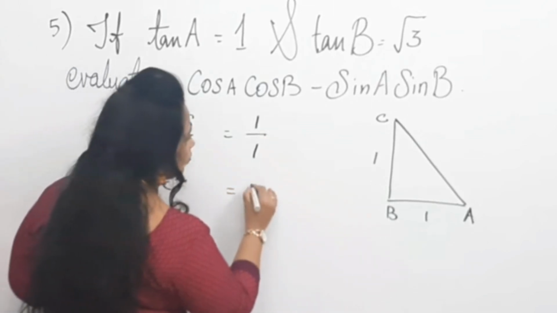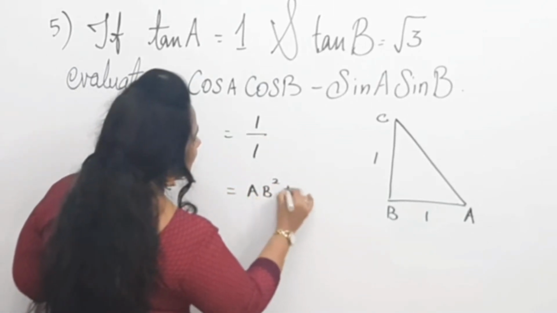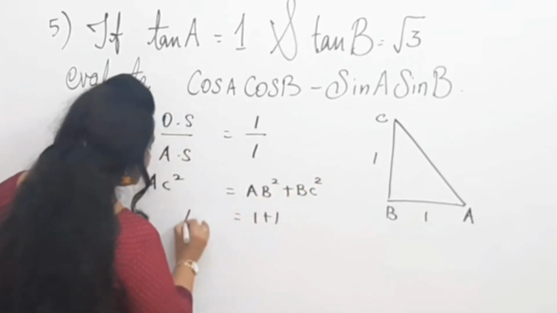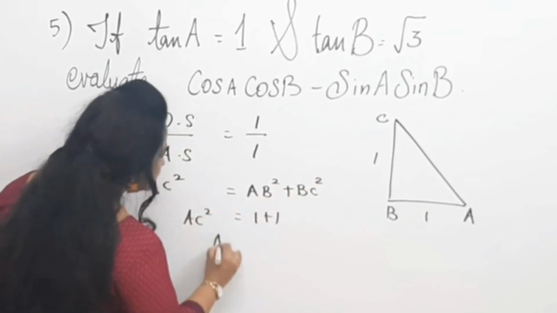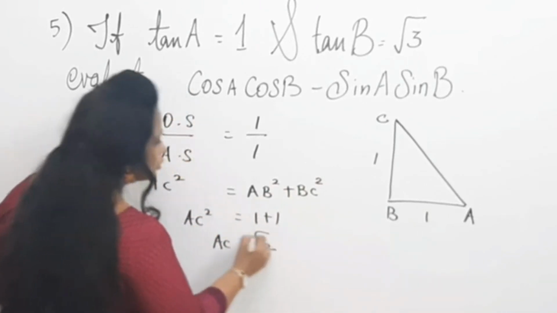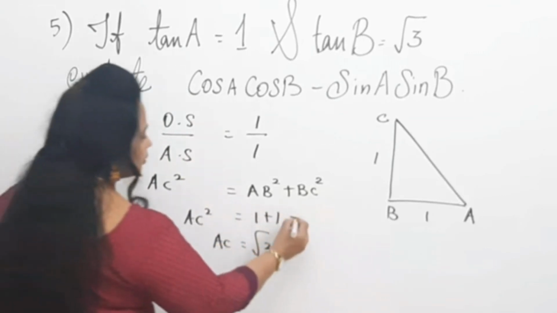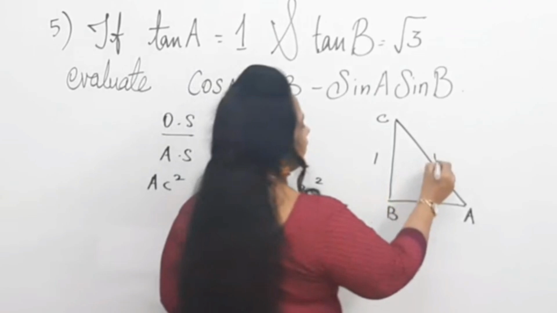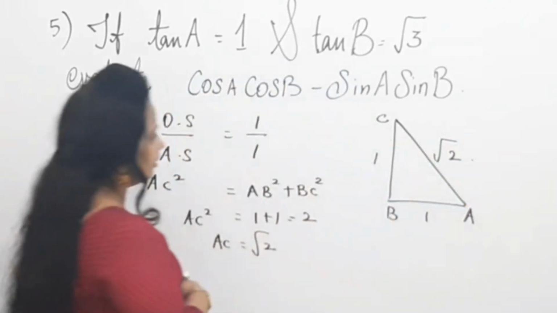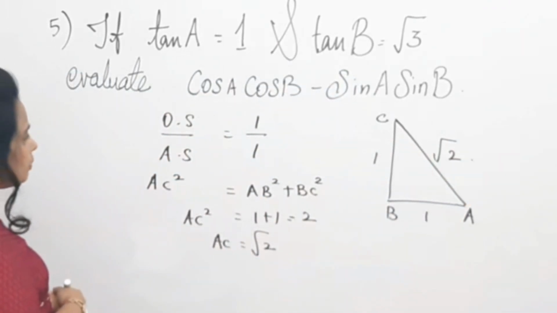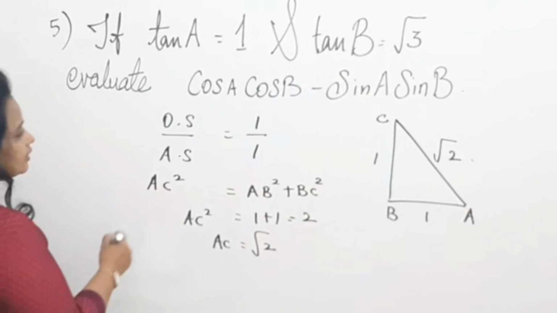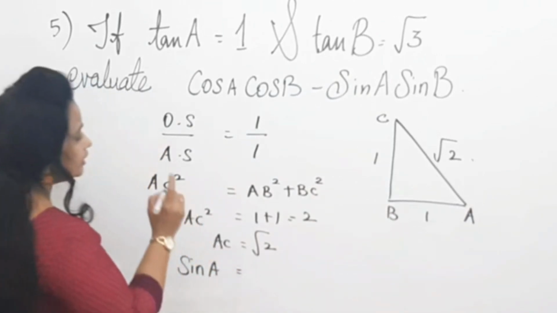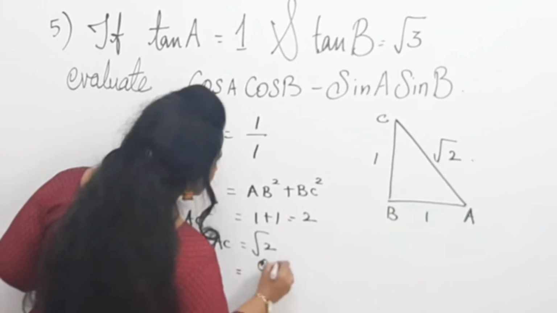AC square is equal to AB square plus BC square, which is equal to 1 plus 1, that is AC square. So AC is equal to square root 2. When you take the square root of 2, you get root 2. So I get my root 2 here. Now, what is my sine A here? Sine A is equal to opposite side by the hypotenuse.